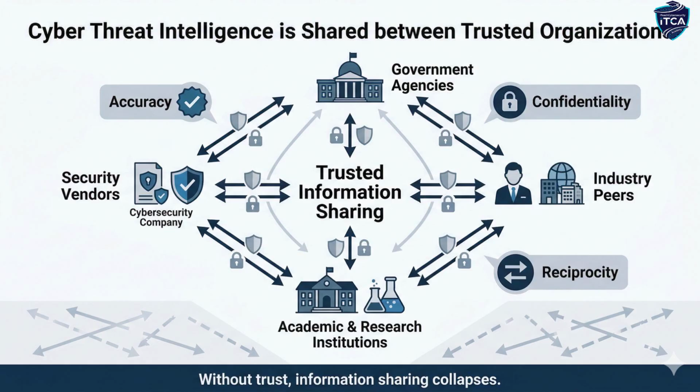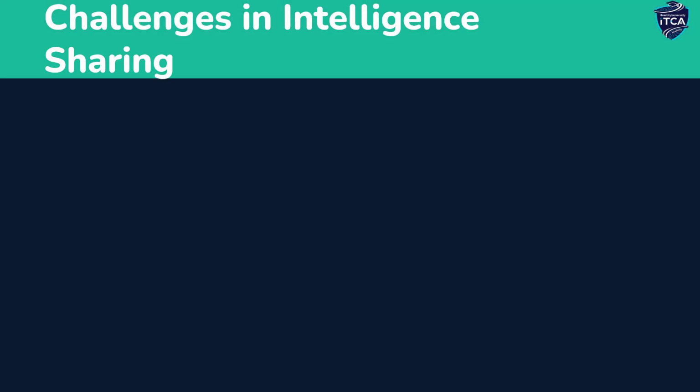However, sharing intelligence is not just about sending data. Trust is essential. Organizations must trust the accuracy of shared intelligence, respect confidentiality, and contribute in return. Without trust, sharing collapses. Despite its importance, intelligence sharing is not without challenges.